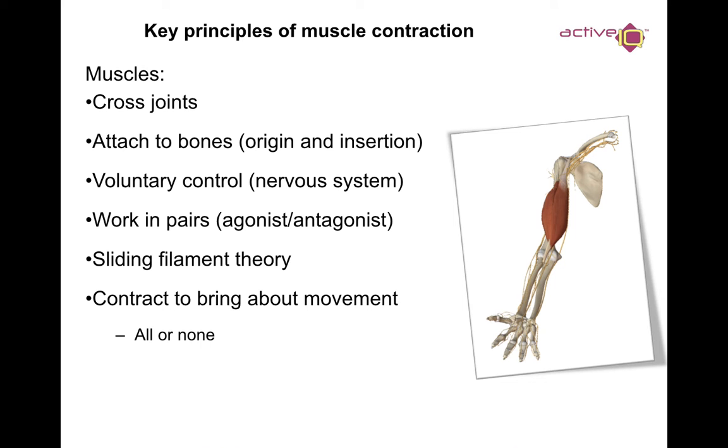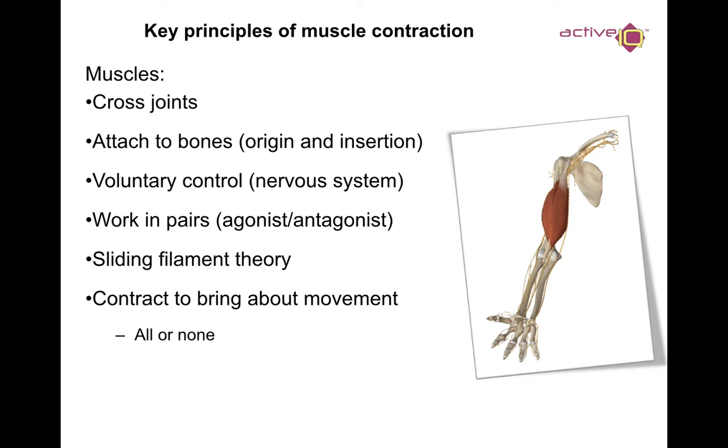So the key principles of muscle contraction there: muscles cross joints, the attached bones, we have the origin and insertion, which again we've been through in our previous task. What we're really concerned with here is that the voluntary control is controlled by the motor neurons that fire the muscles, basically, after the central nervous system has decided what course of action needs to be taken. Do we need to throw something? Do we need to run?